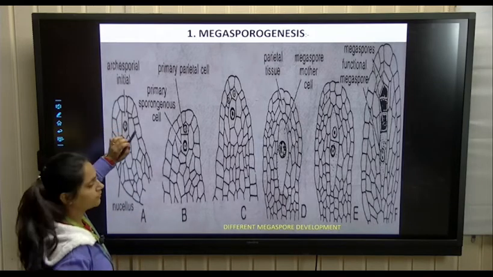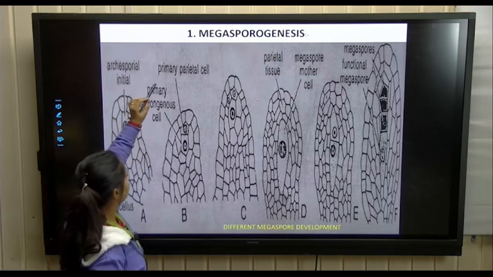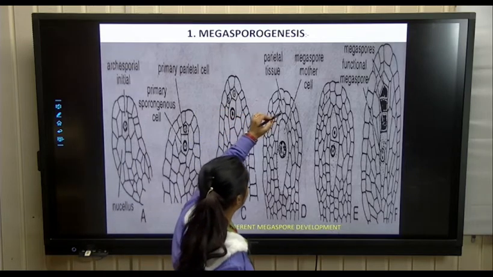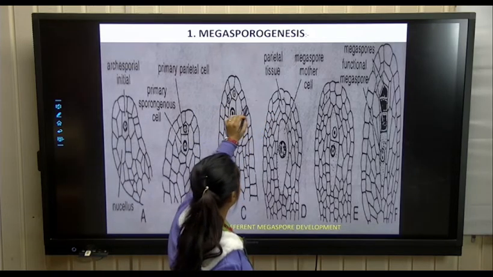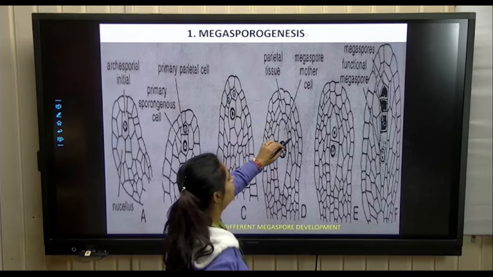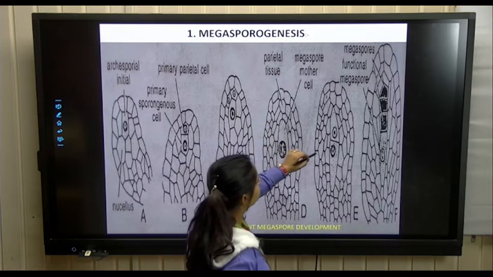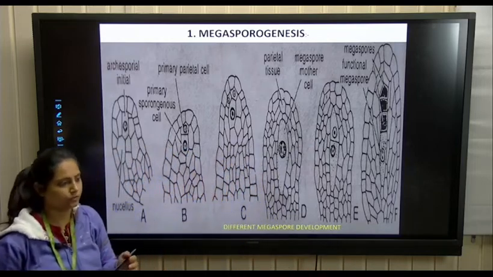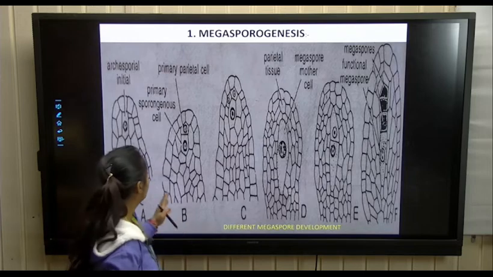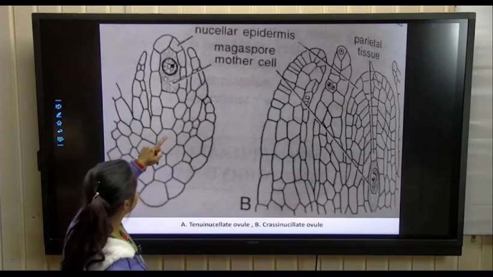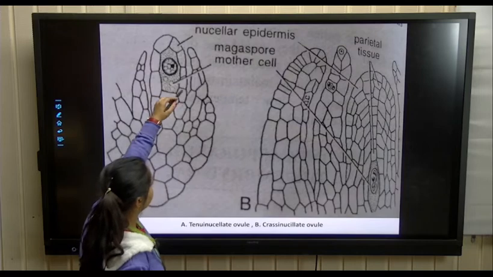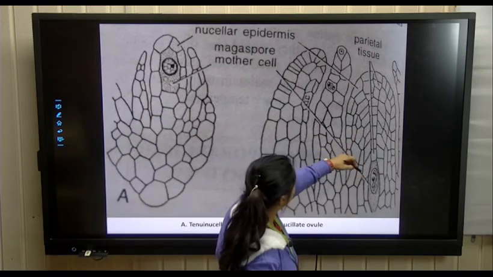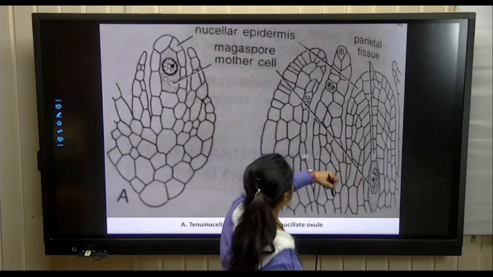That divides into two: the primary parietal cell and the sporogenous cell. The primary parietal tissue develops the nucellus region, and the sporogenous tissue develops the megaspore mother cell. The megaspore mother cell divides through meiosis into 4, and out of the 4, 3 degenerate and 1 remains as the functional megaspore. This is the megaspore mother cell, and this is the nucellus region. Here we can see the megaspore mother cell developing megaspores, and the nucellus developing.